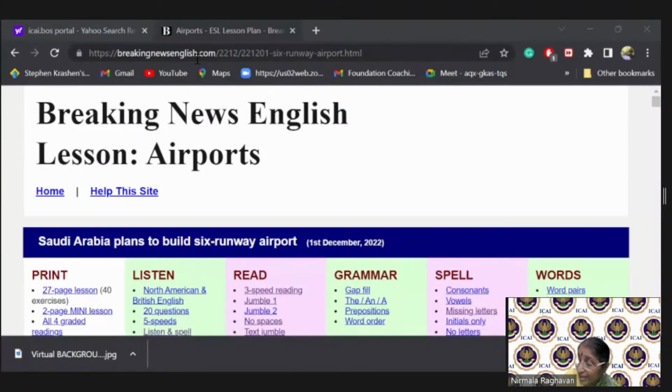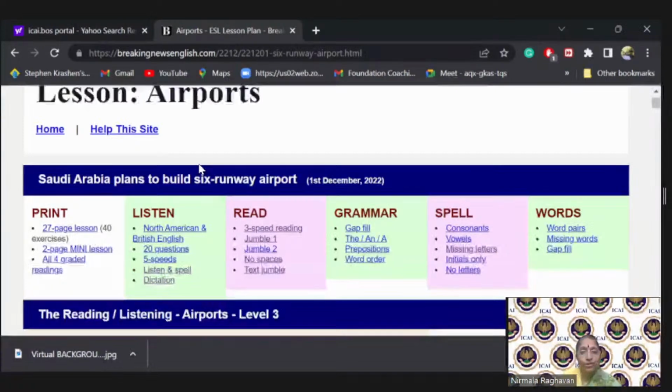So that's reading between lines, Sunil Sharma. Now, I am giving you a new link that you can use for practicing comprehension as and when you are free. Now look at this. This is the title, Saudi Arabia plans to build 6-runway airport.